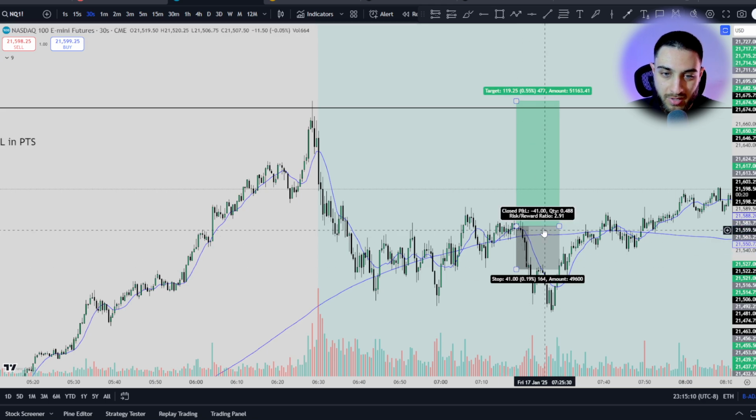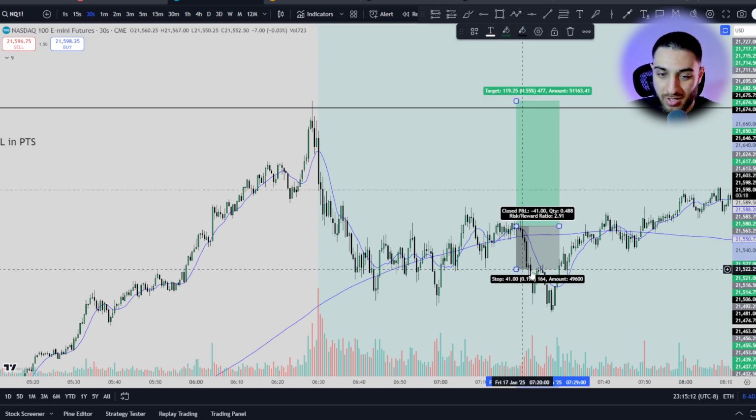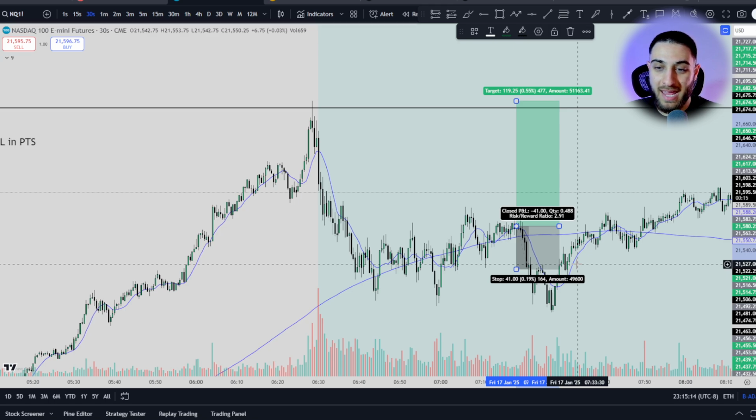Now, this trade lost. This trade got invalidated over here. That was my idea for the trade, and done deal.